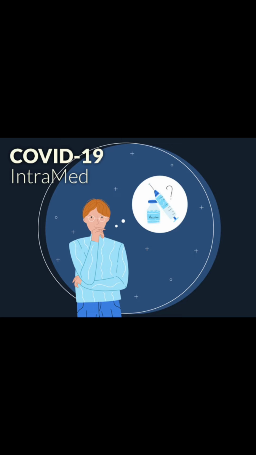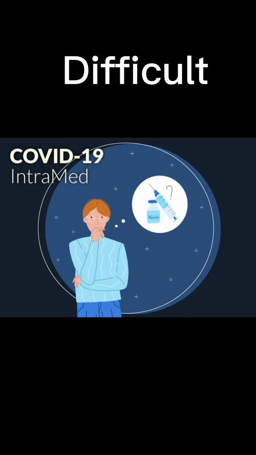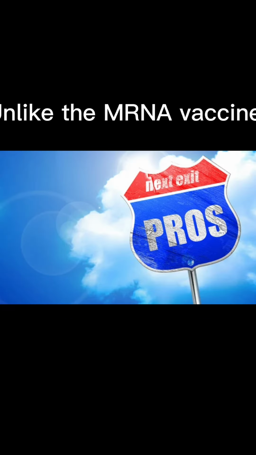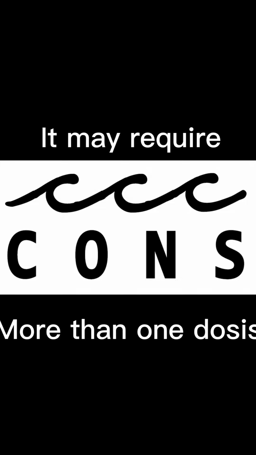The assessment of reactogenicity is complex, since adverse reactions are more difficult to attribute to each of its components. A pro is that unlike the mRNA vaccines, they are stable as they are less susceptible to changes in temperature. A con is that it might require more than one dose.